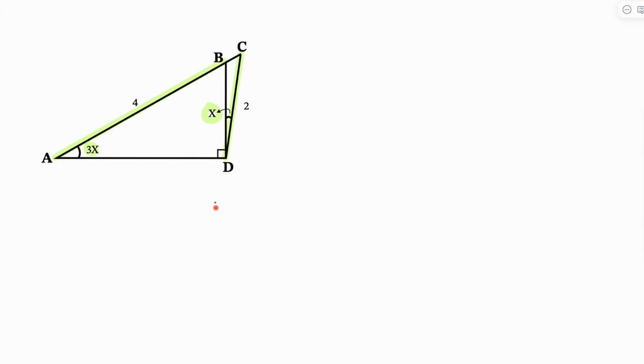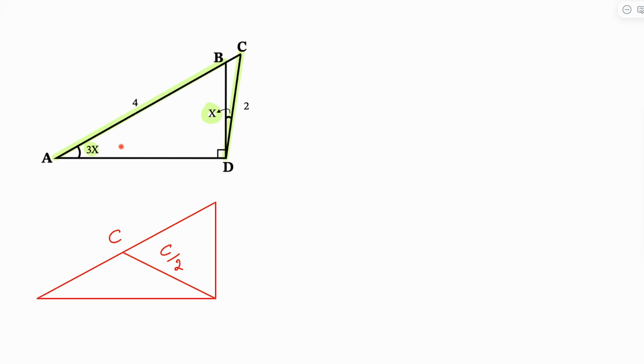Well, we know that in a right triangle, if we draw the median to the hypotenuse, the length of the median is half the length of the hypotenuse. So if we consider the length of the hypotenuse is c, the median length is c divided by 2. So we have a right triangle ABD. If we draw the median, the length will be half of this length, so this is 2.